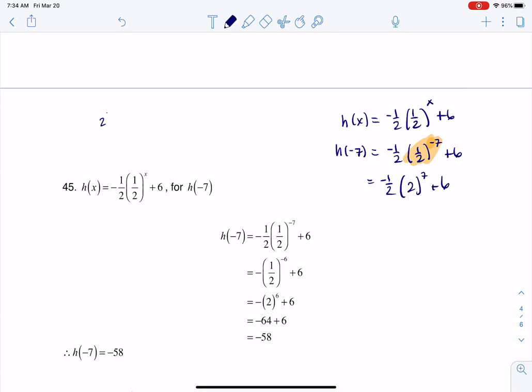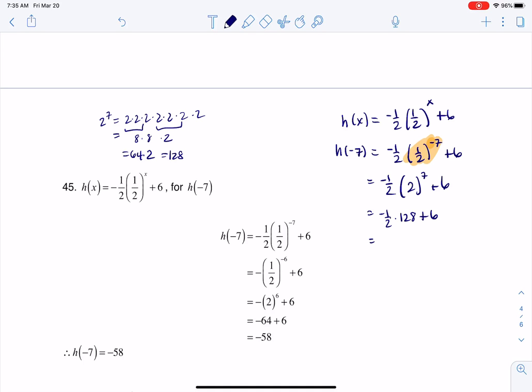Now 2 to the 7th, I'm not going to use my calculator. That's 2 times 2 times 2 times 2 times 2. Oh my gosh, 1, 2, 3, 4, 5, 6, 7. All right, so I know this is 8 times 8 times 2. So this is 64 times 2, which is 128. Okay, so here we go. We have negative 1/2 times 128 plus 6.